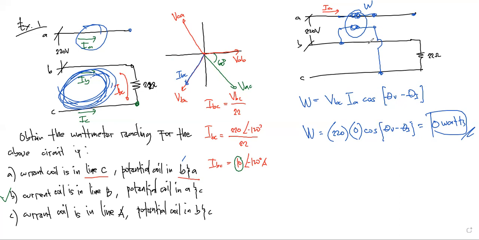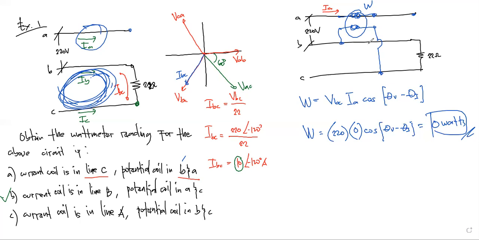how do we arrange the wattmeter such that the indication of the wattmeter will be the actual power drawn by the circuit? That is actually the most important part. So we do not want the indication of the wattmeter that is not the actual power drawn with the circuit.